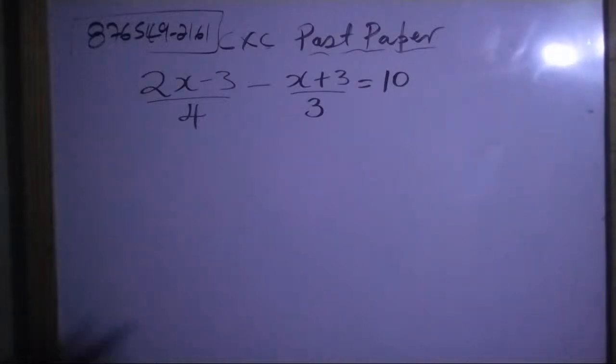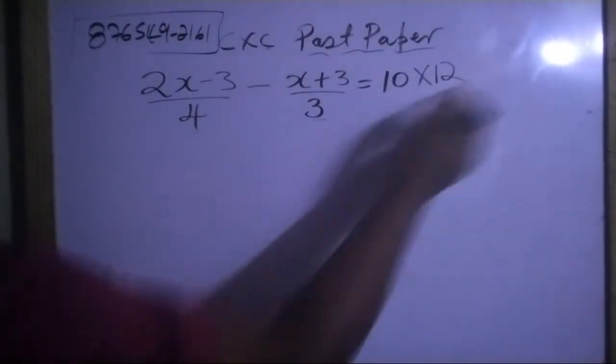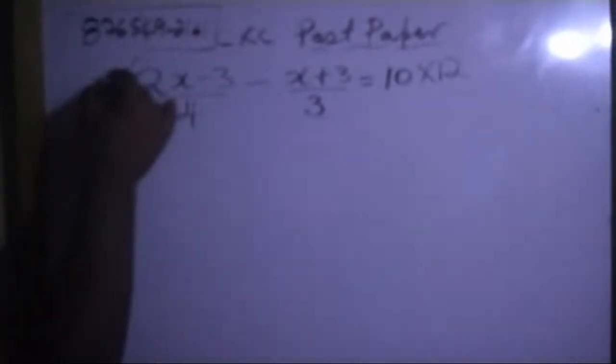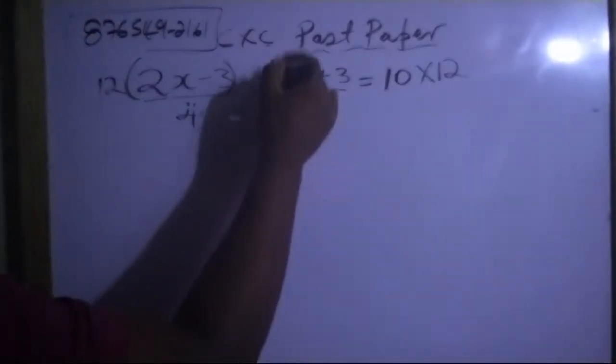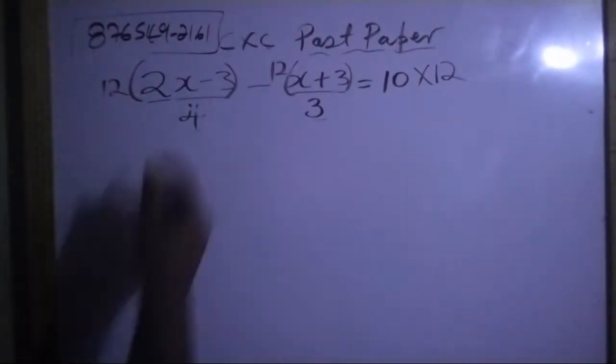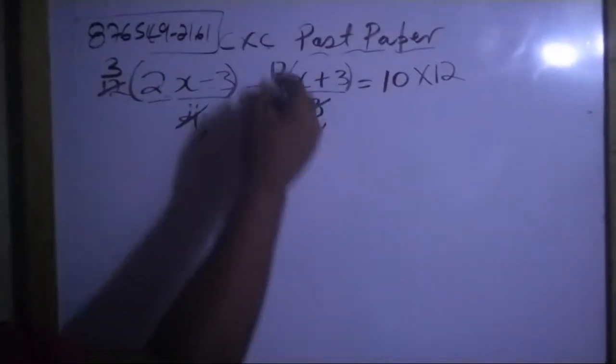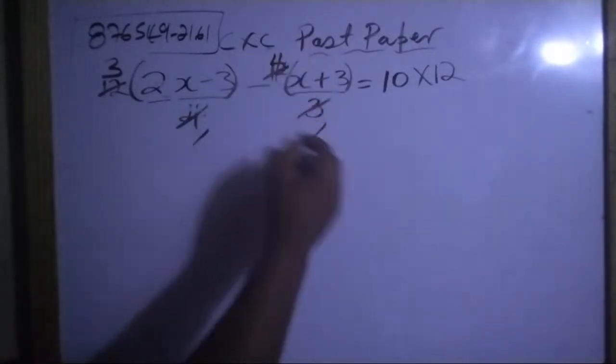So find the LCM of 4 and 3, which is 12. So multiply everything by 12. So 4 into 4, 1, 4 into 12, 3, 3 into this 1, 3 into this 4 times.